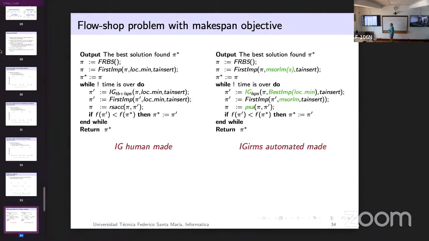So if one has the flowshop problems with maximum objectives, does one really have a recursive iterated local search? Not necessarily. Here is the human-made one, and here is the automatically made one.